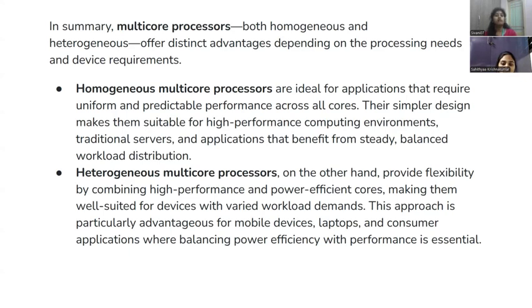So in conclusion, we can say that the choice between homogeneous and heterogeneous multi-core processors hinges on the specific demands of the application environment. Homogeneous processors provide consistency and reliability for uniform workloads, while heterogeneous processors deliver flexibility and efficiency for diverse tasks, making them particularly suitable for modern mobile and consumer devices.